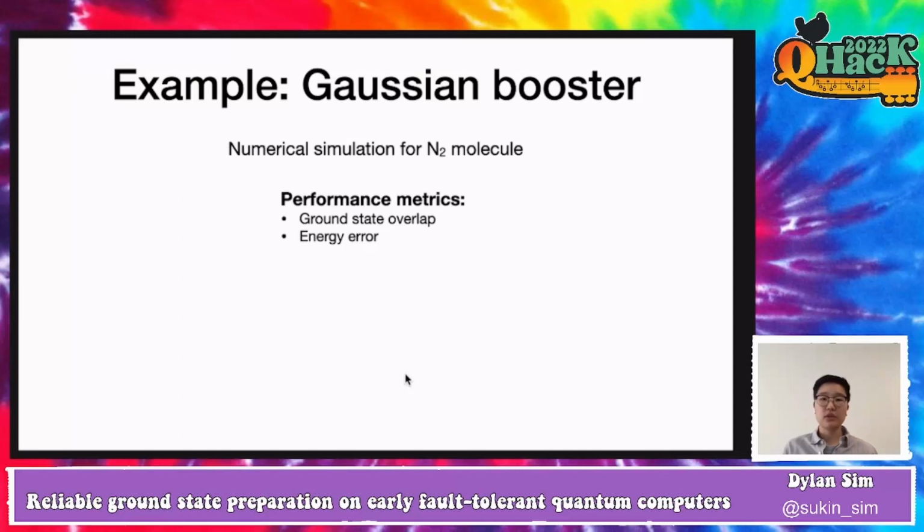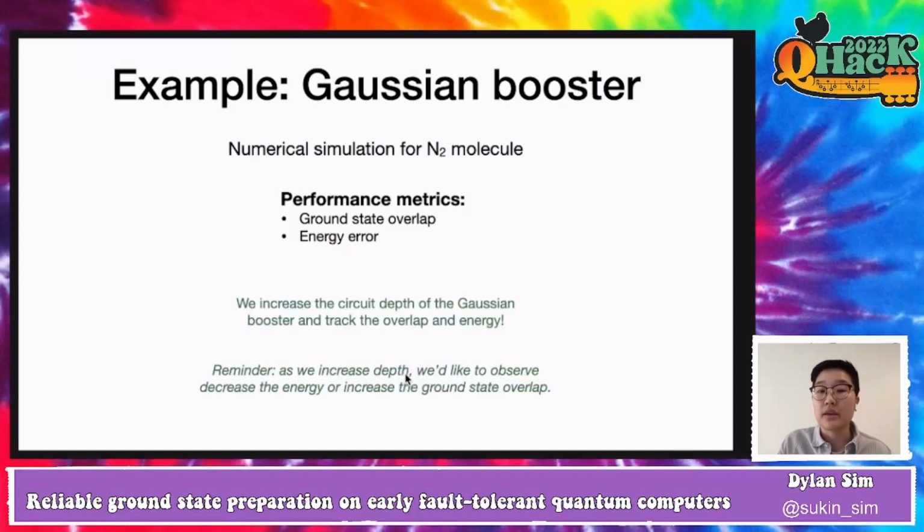And so to show the capabilities of the Gaussian booster, we wanted to show some numerical simulations, specifically for preparing the ground state of the nitrogen molecule. The performance metrics that we're going to keep track of are the ground state overlap, as well as the energy error with respect to the exact ground state energy. We're going to increase the circuit depth of the Gaussian booster and track the overlap and the energy.